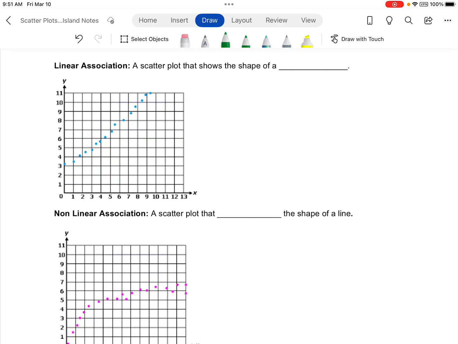Could also be described as linear versus nonlinear. So linear, we should know by now, linear has the word line in it, so it's a scatter plot that is in the shape of a line. Okay, those little blue dots down there form a line. Nonlinear would be not a line. Okay, non means not, linear means line. So a scatter plot that isn't in the shape of a line. And if you notice, this one has a little bit of a curve to it.